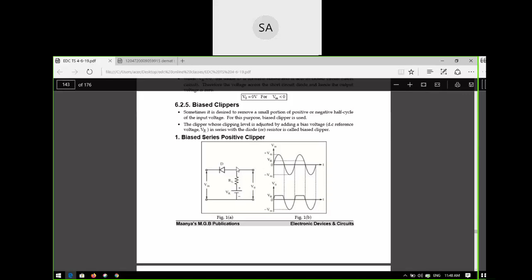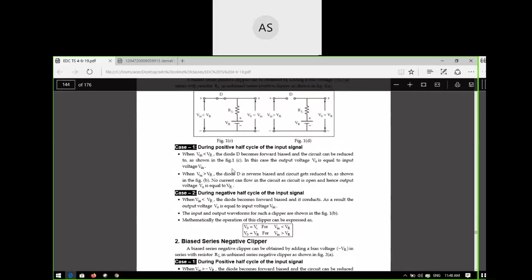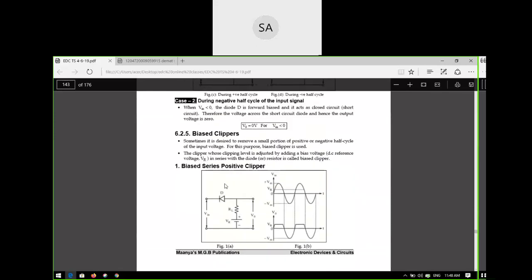Okay, so first, during the positive half cycle, what will happen? What is the status of the diode during the positive half cycle? Forward bias. Tell me, forward or reverse? Forward bias, sir. Forward biased or reverse biased? Forward bias. Tell me how. Reverse bias. It is reverse.